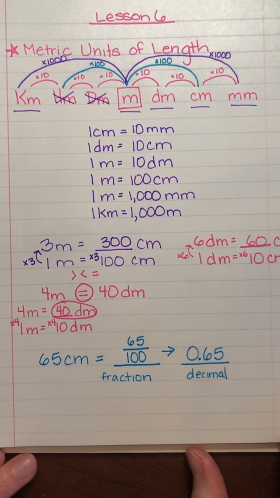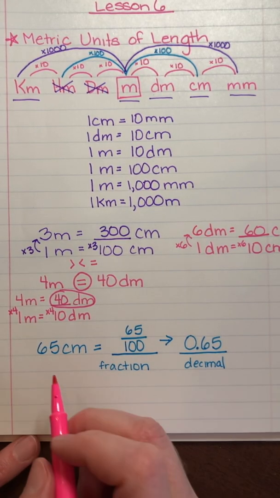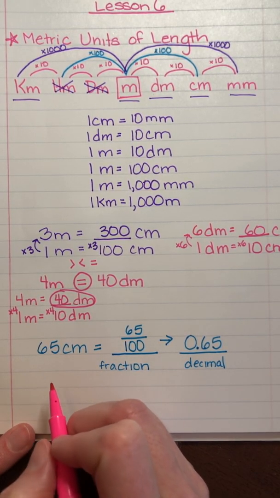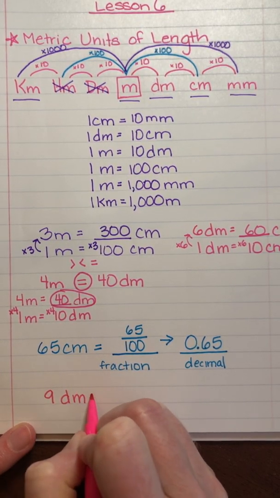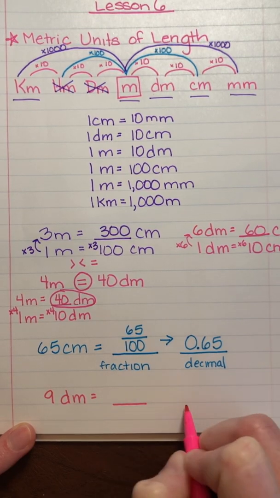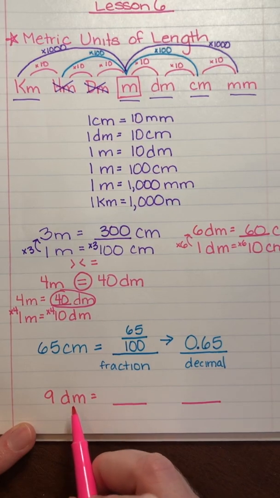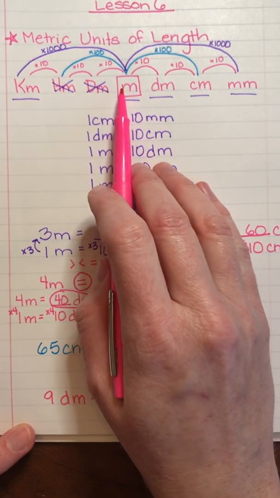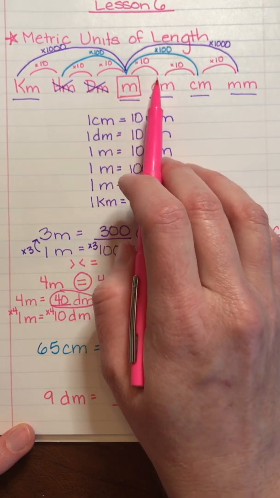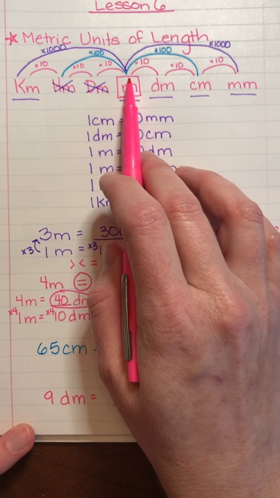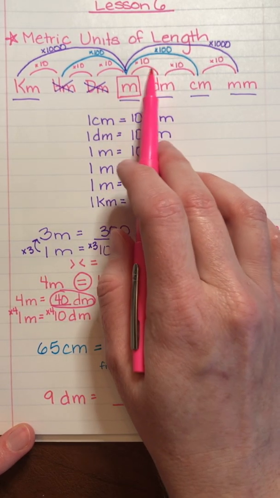Okay, I'd like to do another one of these. So I'll put it right below. Let's go with 9 decimeters. And we're going to provide a fraction and we're going to provide a decimal again. So decimeters this time. If I start at meters, I just have to do a little jump to get to decimeters. And when we make that little jump, it's a difference of 10. So my denominator is going to be what? I hope you said 10 because it's just a little jump.